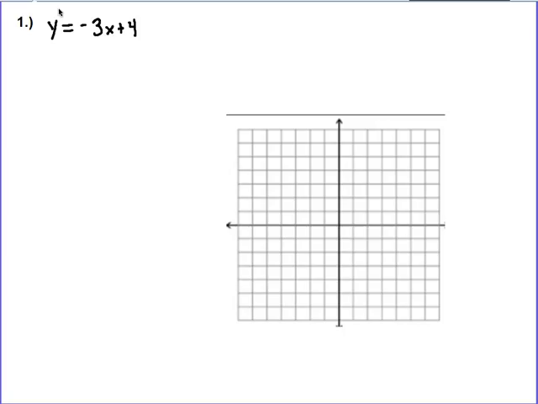This is a linear review for Algebra 2. So in this video, we will be practicing graphing lines with positive and negative slope and horizontal and vertical lines.